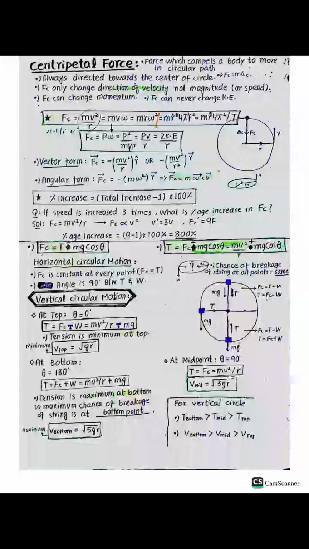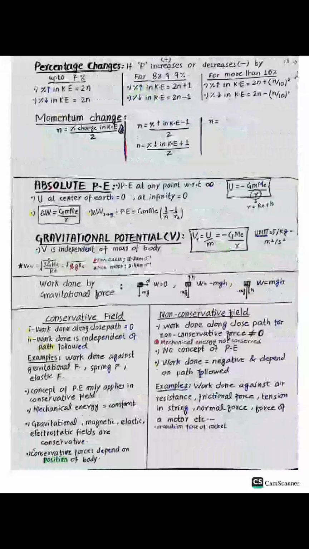Then centripetal force or center-seeking force. I gave you a brief discussion of this centripetal force. There are different components that depend on centripetal force, like the formula of centripetal force in terms of energy, which will be 2 times kinetic energy divided by r. Similarly, in vector form and angular form it will be different. Percentage changes, momentum changes, absolute potential energy and gravitational potential energy.